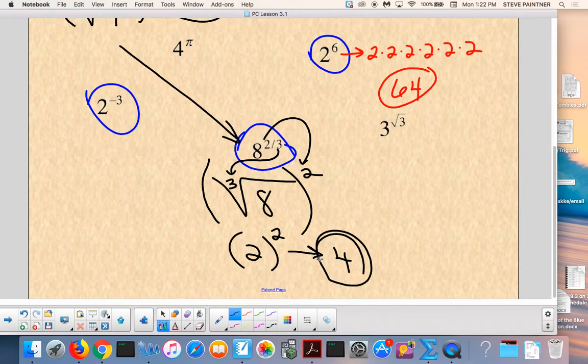Now, this is weird because now the exponent is negative. You have to kind of know your rules from Algebra 2. Negative exponents. What did you do? Flip it. But wait a minute. You said flip it. What is it? It becomes 1 over 2 to the third.